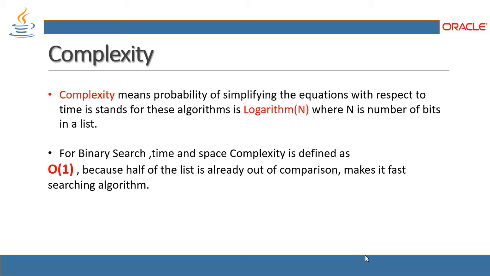With respect to binary search, it is assumed that the list is in sorted form, and number two, the divide and conquer process puts half of the list out of the comparison, so it makes it a fast searching algorithm. So its complexity is lesser than the linear search algorithm. The complexity being less means it is the faster searching algorithm. So for binary search, complexity is logarithmic n.